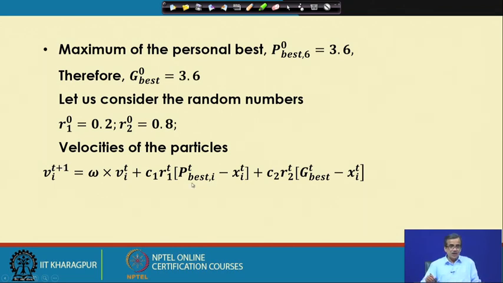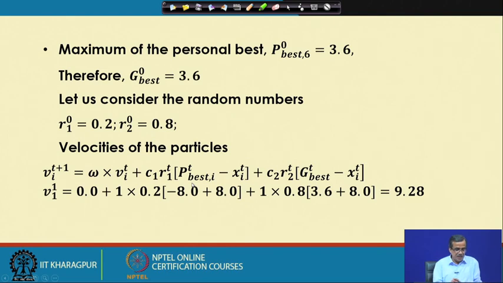Now, if I assign the numerical value, for example, V1 corresponding to 1. Okay. Now, W was equal to 1.0, but the initial velocity for all the particles is assumed to be equal to 0. So, this particular contribution is equal to 0.